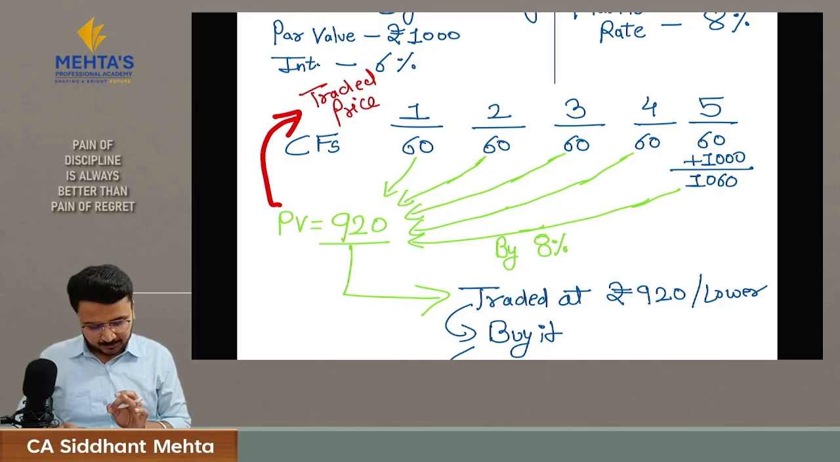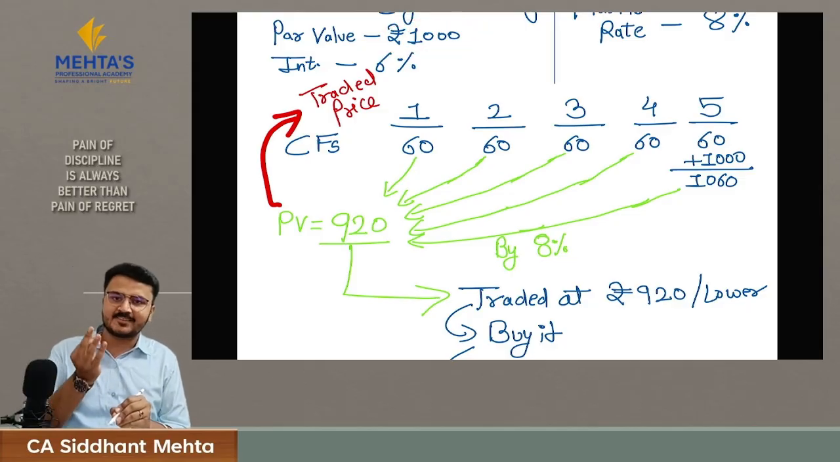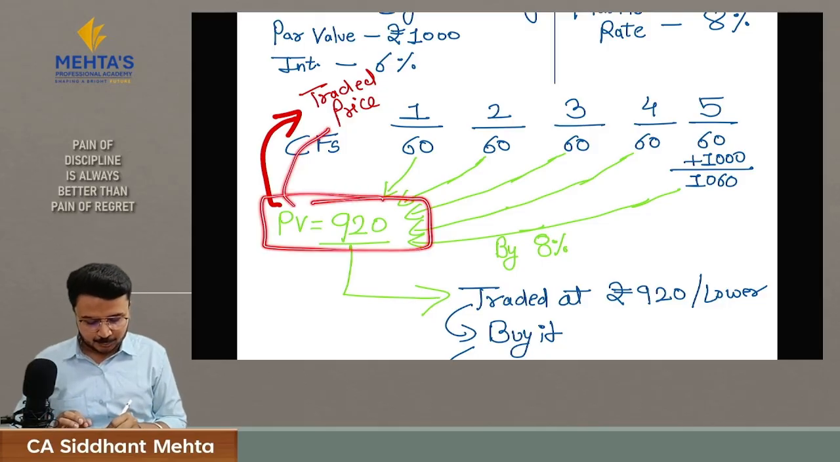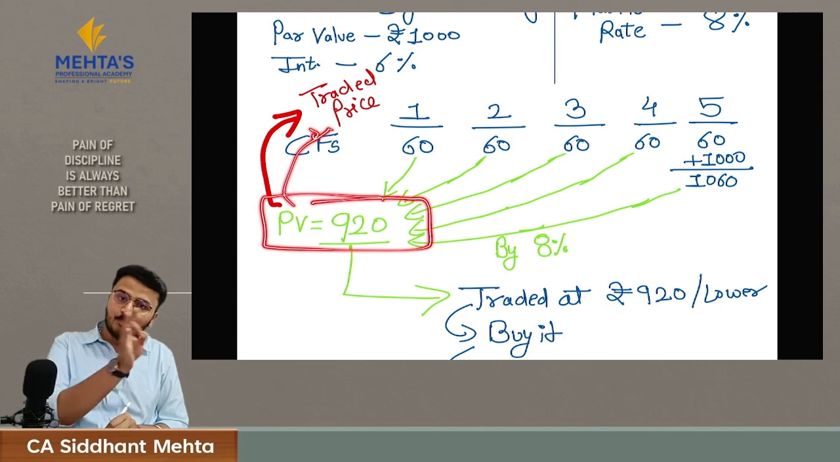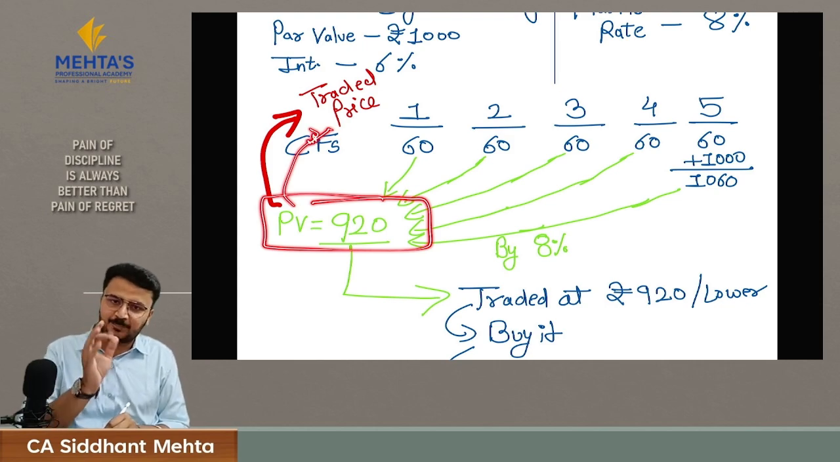So if this price is lower than par value, which is your face value, then it is said that your bond is trading at discount. And if this present value, which is also called the traded price, is more than your face value, then it is called trading at premium.